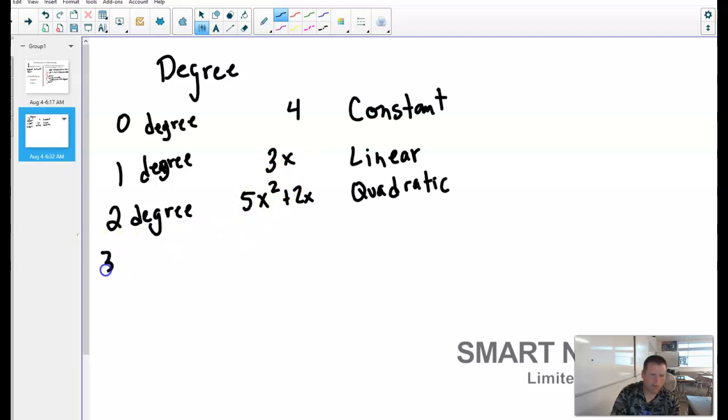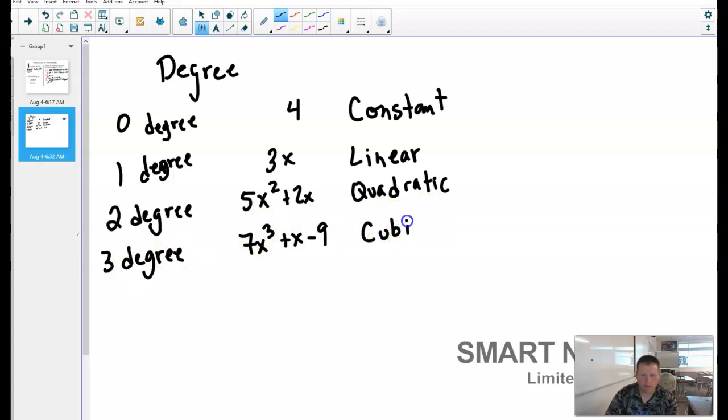Okay, if we keep moving on, we have a third degree, something that has the highest power of 3. So we could have like 7x to the 3rd plus x minus 9. That would be a 3rd degree because my highest degree is 3. And the nickname for this one is a cubic. So these are just nicknames. A constant means 0 degree, linear means 1st degree, quadratic means 2nd degree, cubic means 3rd degree. We're not going to use any other nicknames other than these 4. Everything from there on is just by its degree.